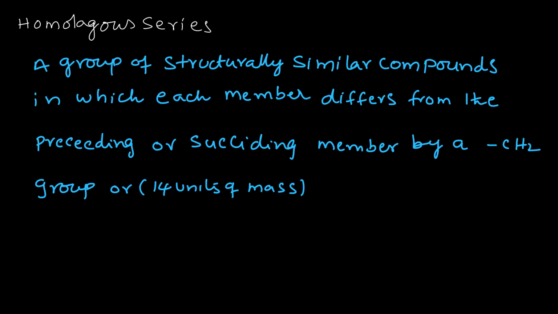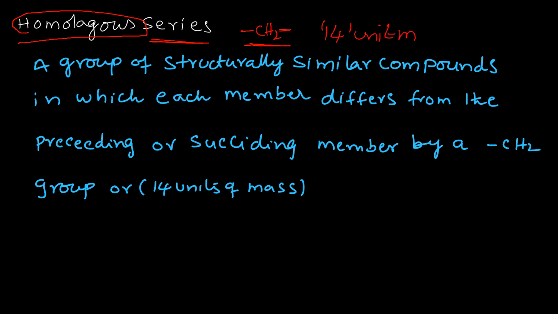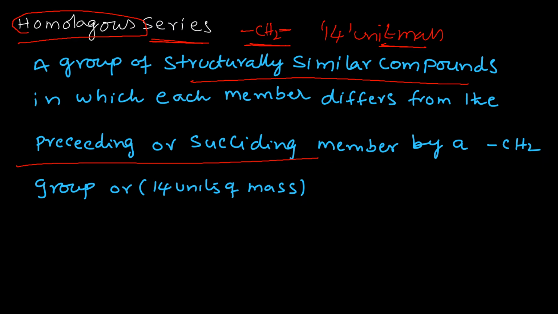So coming to the next one, homologous series. What is meant by homologous series? Homologous series are nothing but a series of compounds which differ by a successive CH2 unit, or a 14 unit mass. Those are known as homologous series. So homologous series are structurally similar compounds which differ, either preceding or succeeding, by a CH2 group. That is known as a homologous series.